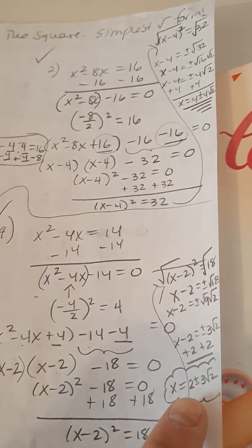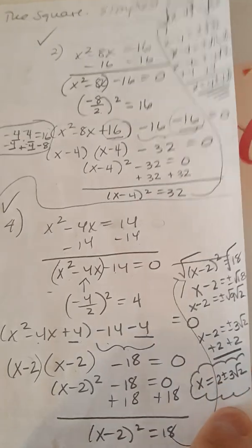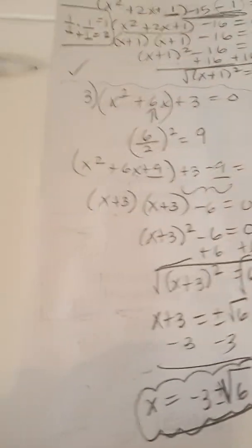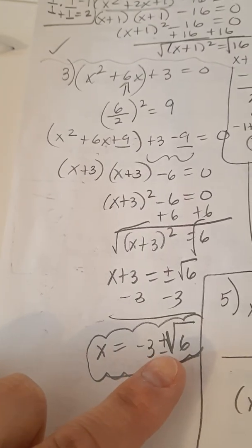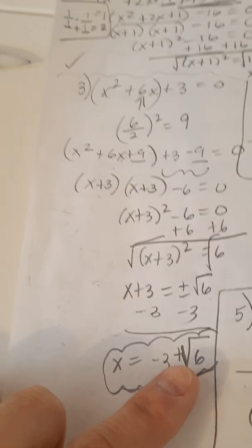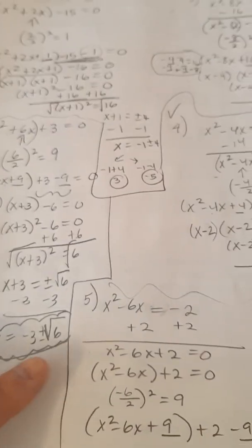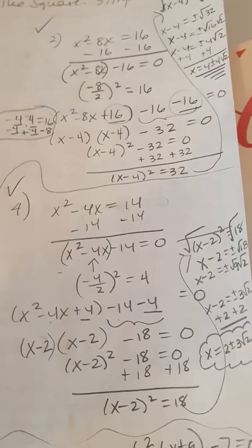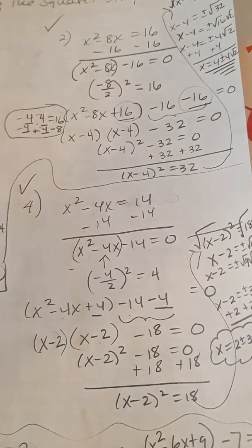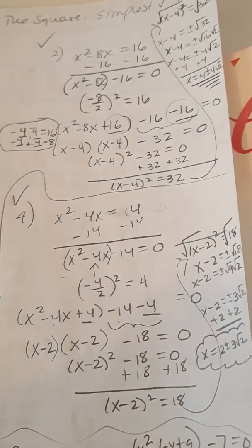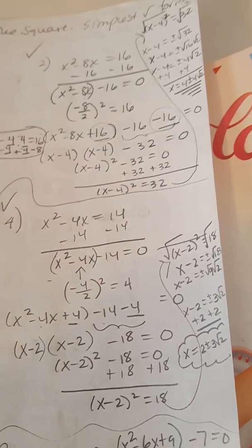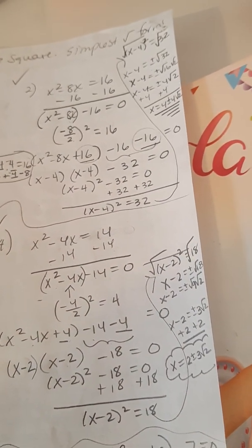So for instance, I added 2, and that gave me the final answer. In example 3, I subtracted 3. Then that brought me to the final answer. So the final answers look exactly as they would for the quadratic formula, but the process getting there is different. So that's it. This is the end of the unit.